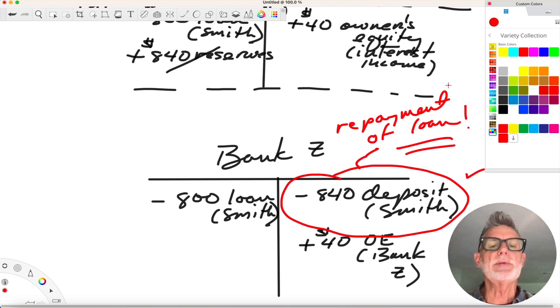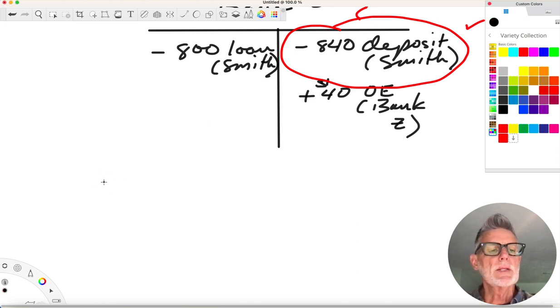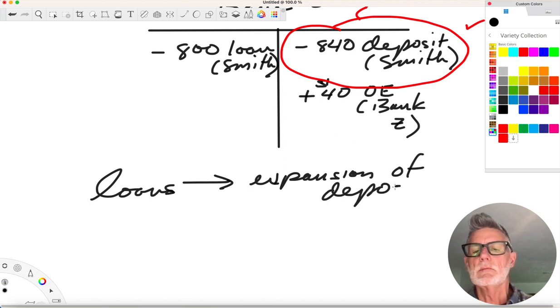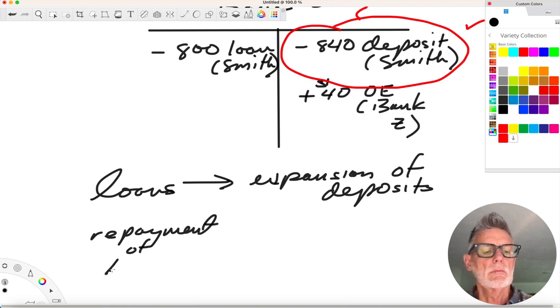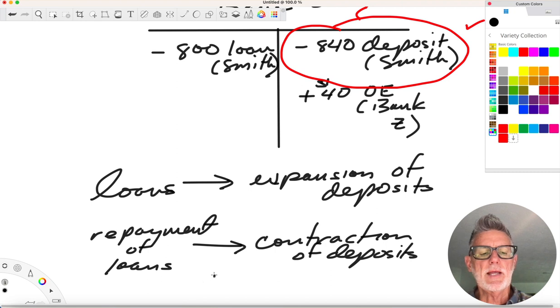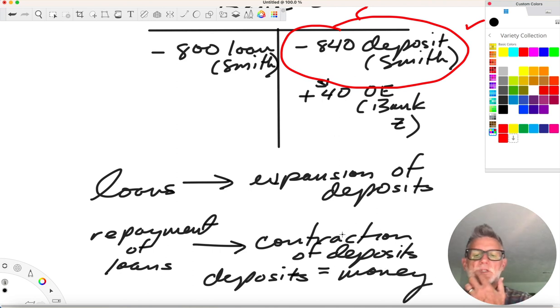So get this idea. We want to get this idea in our head, and I'll just write it out down here at the bottom, and we'll wrap it up. I have a little bit of room down here. Loans lead to the expansion of deposits. And repayment of loans leads to the contraction of deposits in the banking system. And remember, never forget, deposits equal money.